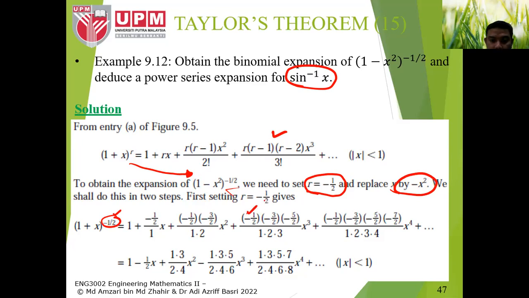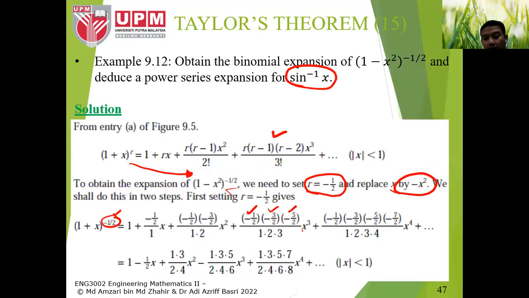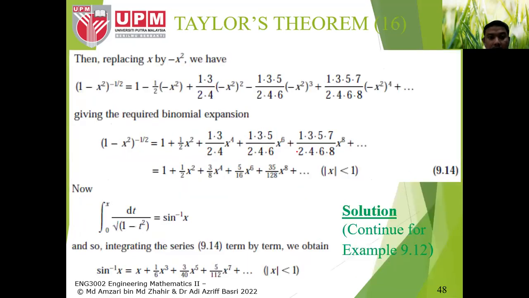Then we do the next term. What is r? r is negative 1/2. r minus 1 becomes negative 3/2. r minus 2 becomes negative 5/2, divided by 1 times 2 times 3, or 3 factorial, x to the power of 3. And in terms of 4 also, r is negative 1/2, r minus 1 is negative 3/2, r minus 2 becomes negative 5/2, r minus 3 becomes negative 7/2, so x to the power of 4. This one you simplify, it becomes something like this. Then you get the series.